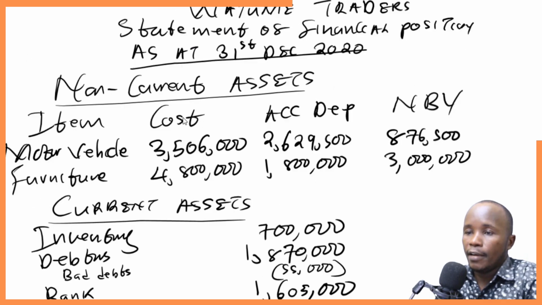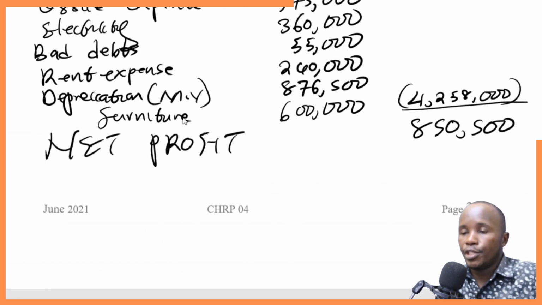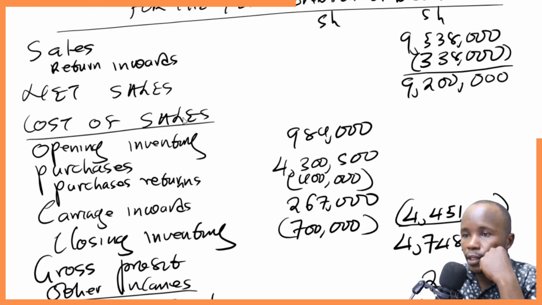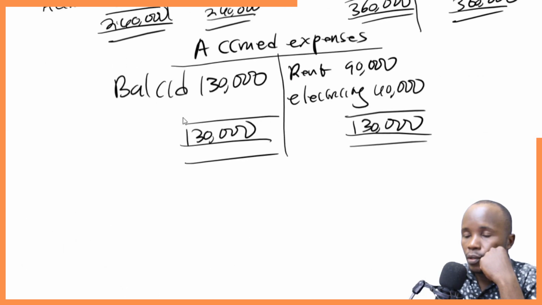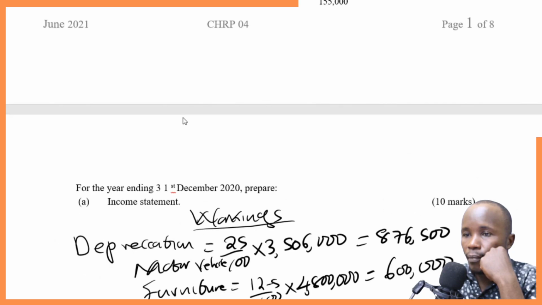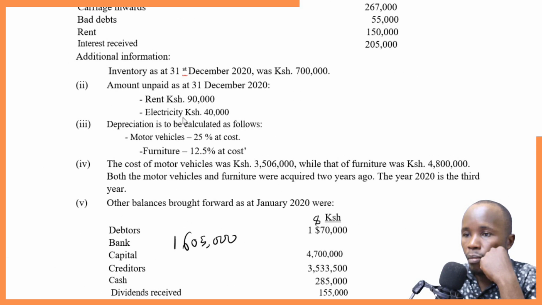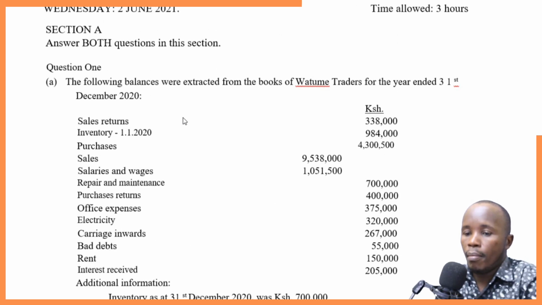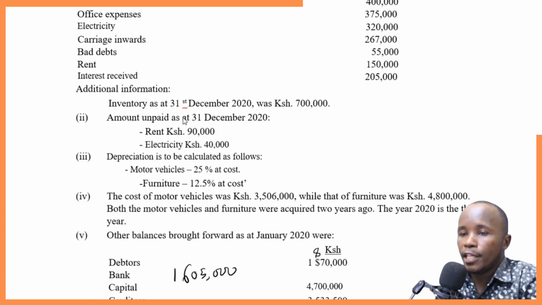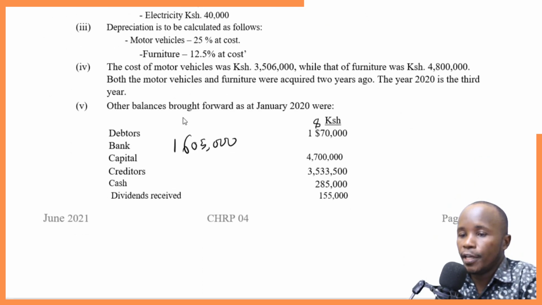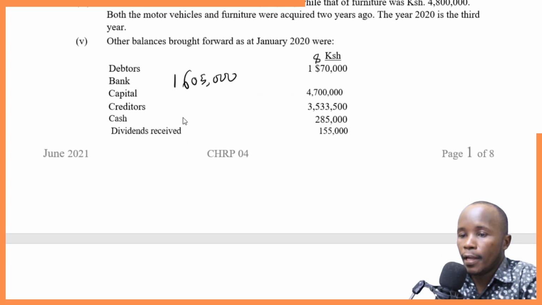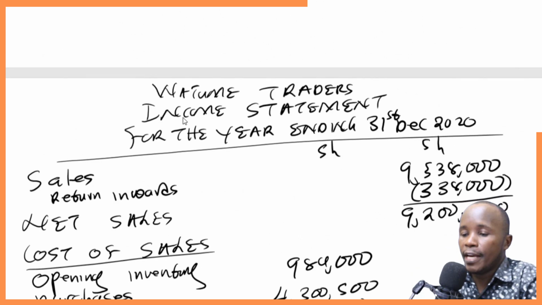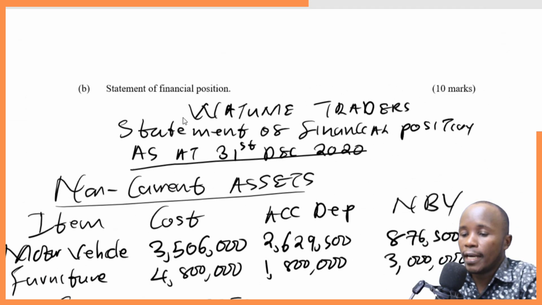I don't think I have any other current asset. Let me check. Do I have any other? There's no other current asset. Yeah, we have cash and bank. That's okay. Now, once we are done with that part, we move on to current liabilities.